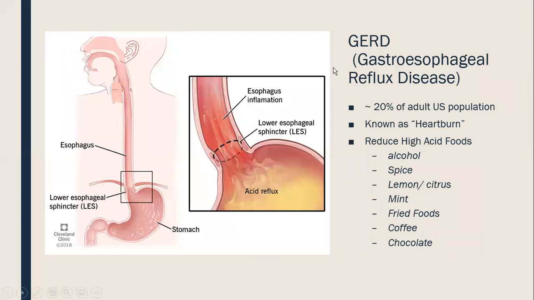Our next common GI issue is GERD, or gastroesophageal reflux disease, and roughly 20% of the adult population in the US has GERD today. It's particularly problematic for those who are overweight, and it's known as heartburn. Things to reduce if you happen to have someone with GERD, or you may have it yourself, would be things like alcohol, spice, lemon or citrus, mint, fried foods especially, coffee, and chocolate, because caffeine can also play a role with gastroesophageal reflux disease.